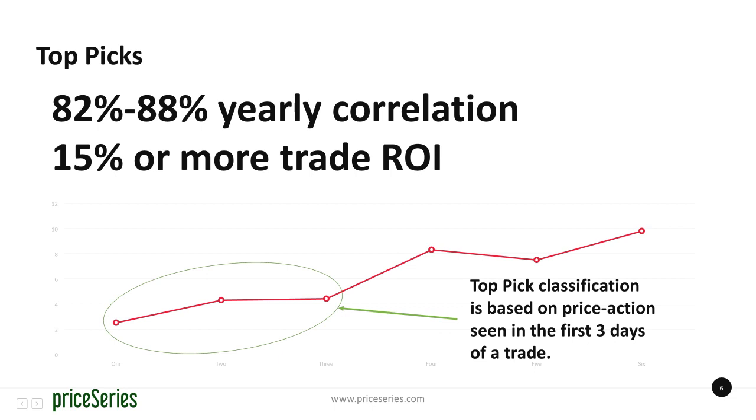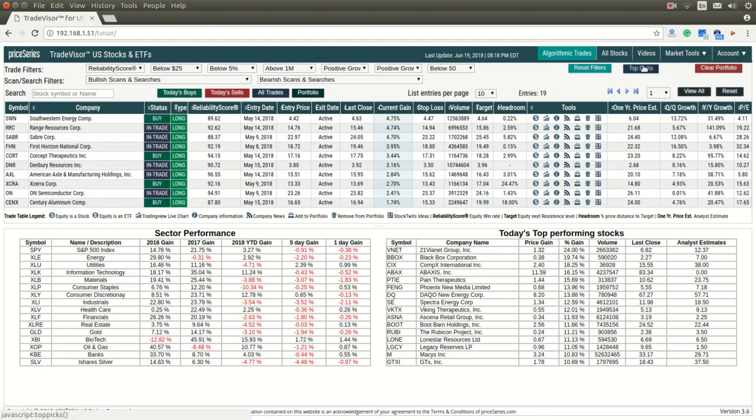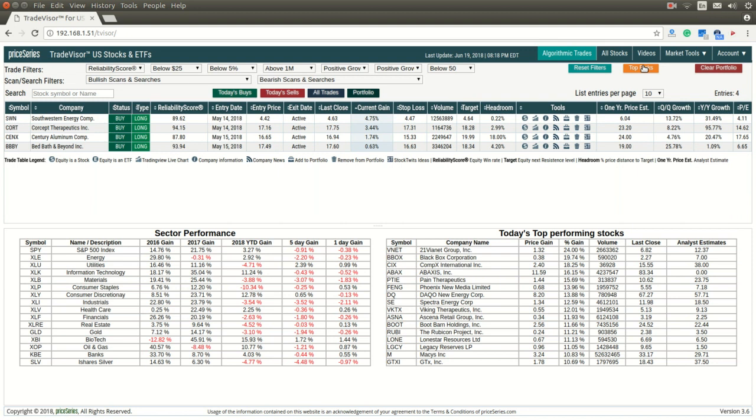Our Top Picks algorithm is based on our internal research, which found a commonality between the trades yielding 15% or more returns. We identified certain fractals which occur within the first 3 days of the trade, and found that between 82% and 88% of these trades follow our algorithm pattern on a yearly basis. The Top Picks tool identifies trades that have a better chance of giving 15% or more returns.